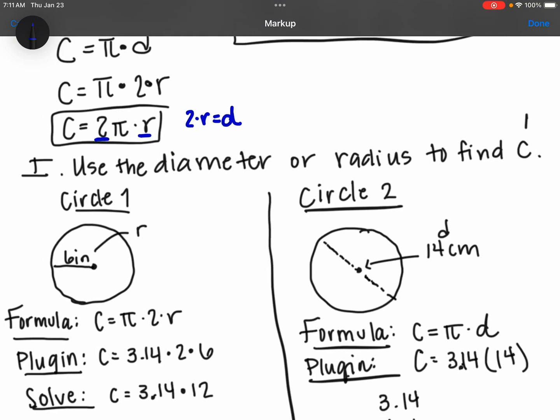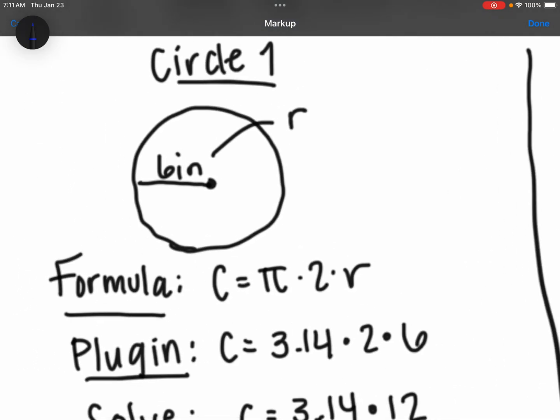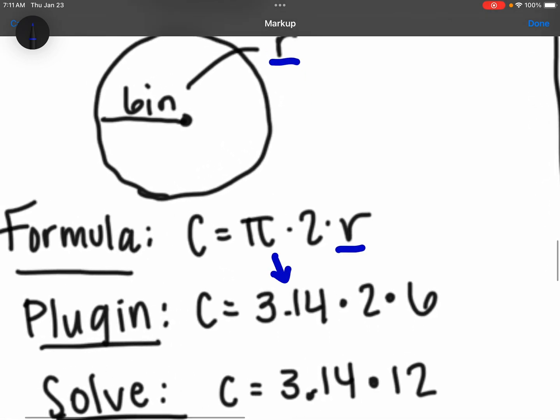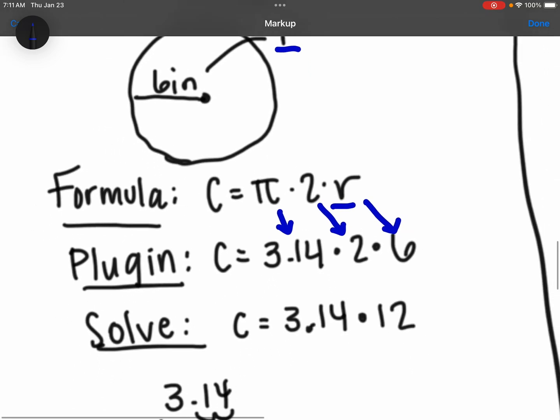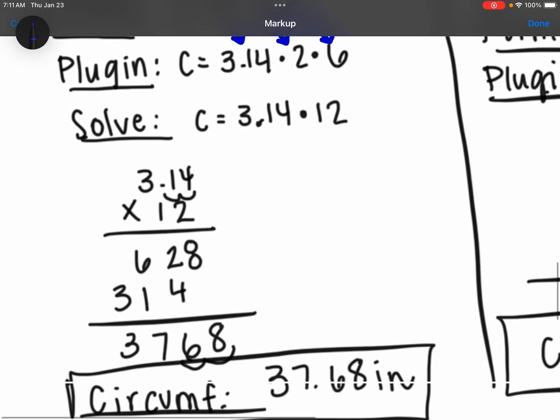The next part says, now that we have the formula, use the diameter or radius to find c. They gave us this circle. We know that's the radius from when we learned parts of circles. So the formula I would use is pi times 2 times the radius, because that's what I have here. So then we just plug in the numbers. 3.14 is pi, and then this 2, and then the radius is 6. So 2 times 6 is 12, times 3.14 is 37.68 inches.